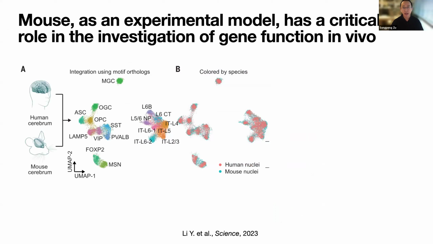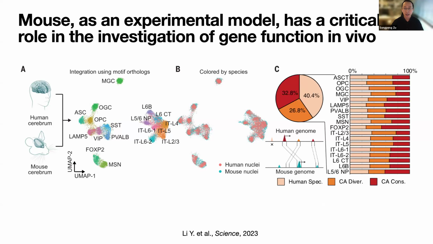In our paper, we mainly work on the mouse model, which is the most widely used experimental animal model and has a critical role in the investigation of gene function in vivo. Here is work from Yang in our lab, who used human cerebral regions and mouse cerebral regions to do integration. Based on the motif signal, they can integrate well. He also mapped the human cis-regulatory elements identified in the human brain to the mouse genome. You can see a large percentage of those cis-regulatory elements are conserved in the mouse genome.